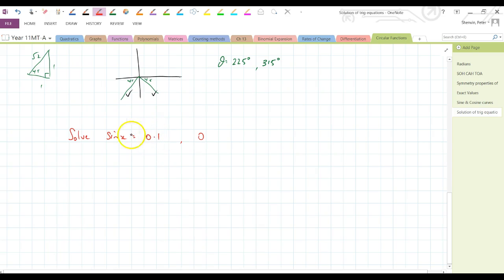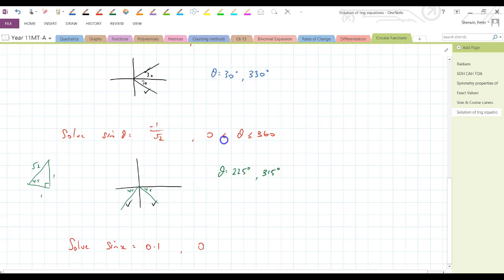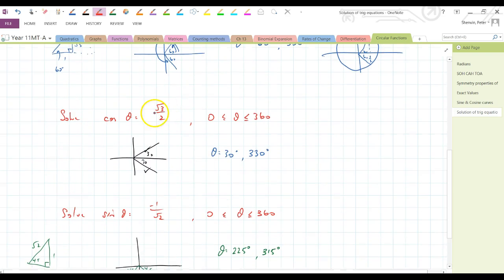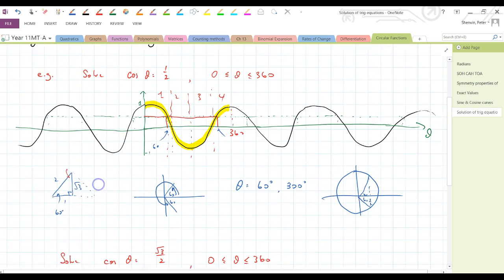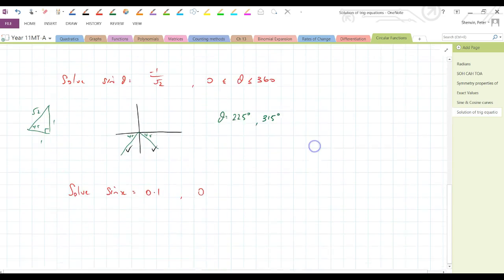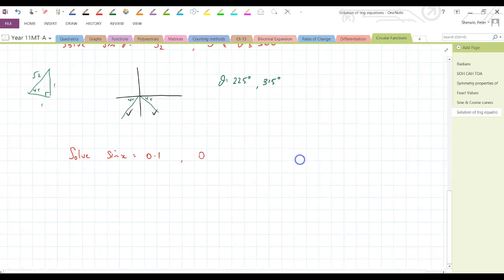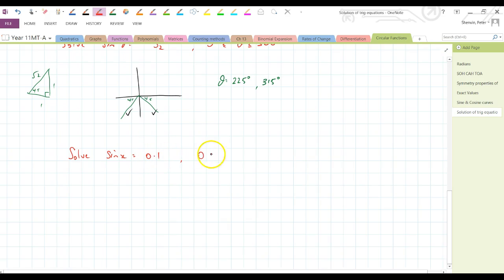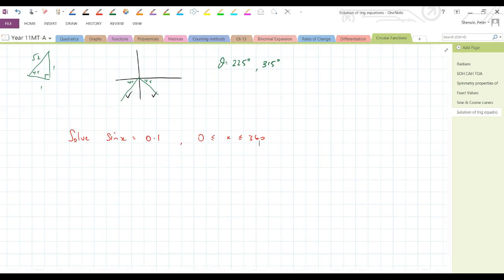Okay, let's have a look at a different sort of question now, in that our numerical value here that we need sine x to equal is 0.1. So it's not one of these exact value types, like 1 over root 2. You could identify those by the sides in these little triangles that we've been looking at. 0.1, so we're off the scale a little bit there. This is not an exact value. This is going to be a calculator exercise. So x between 0 and 360. Let's go to the calculator and find out what this angle here is.